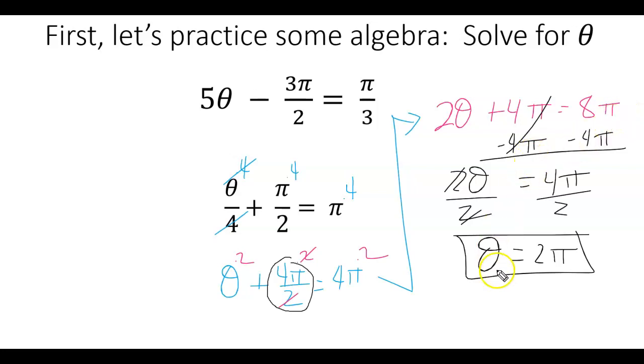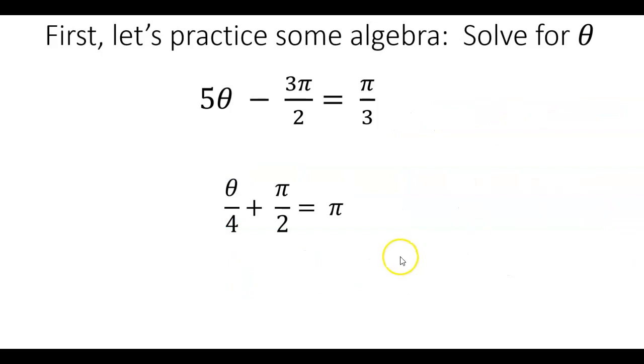And then solving for theta from there would give you 2 pi. Okay, so make sure you know how to solve equations like that. If you don't get it still, you might want to go back and just mess around with a few.